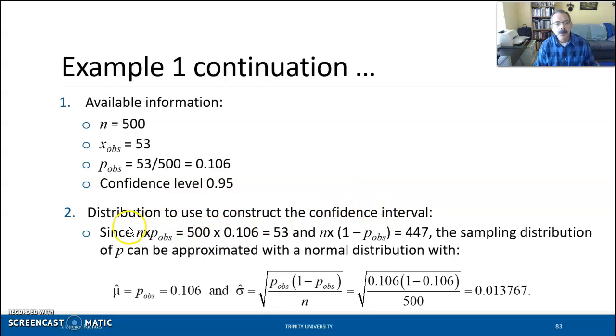So the way to do it, we multiply the sample size times the observed proportion, and we find that that product is 53, and then the sample size times the proportion of insured, that's 447. So the sampling distribution of the proportion can be approximated with a normal distribution because both of these numbers are bigger than 5. And that normal distribution will have a mean equal to the observed proportion, 0.106, and a standard deviation calculated this way using the observed proportion, and that will be 0.013767. So now this is the new piece of information that we have.